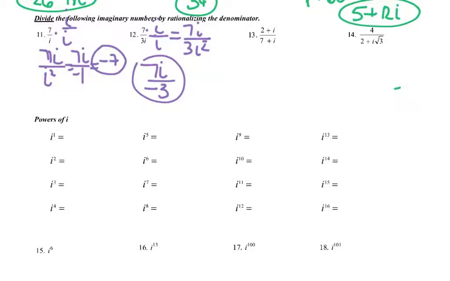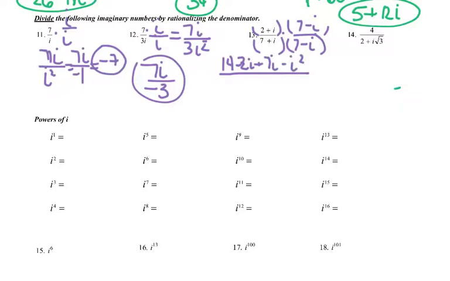I bet you can guess number 13 with this expression in the denominator. Right, it's the conjugate, 7 minus i, 7 minus i. So now you get like FOIL, FOIL, FOIL, FOIL. So the numerator becomes 14 minus 2i, that's a 2, plus 7i minus i squared. Denominator 49 minus 7i plus 7i minus i squared. Remember what i squared is: negative 1. So negative i squared is positive 1. So positive 1 and 14 in the numerator there becomes 15, and then plus 5i.